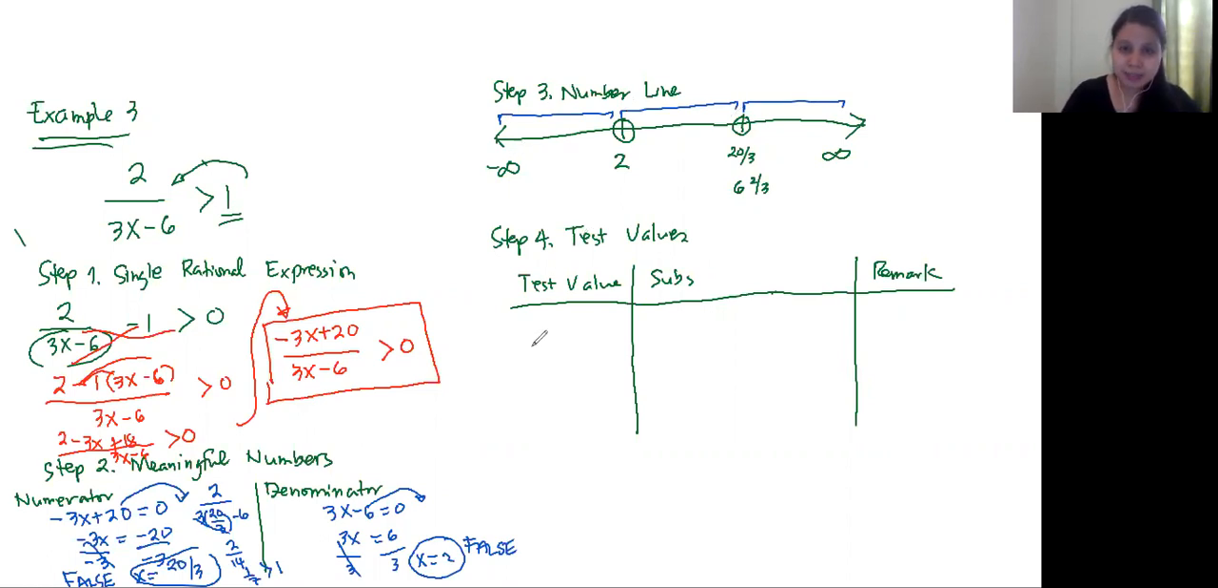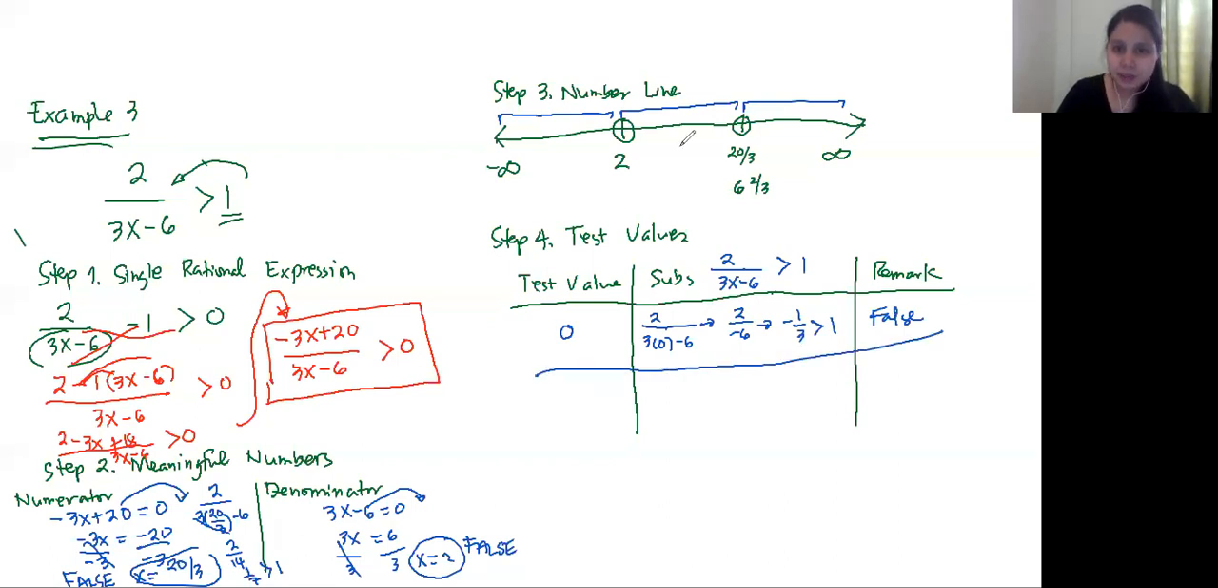So we write our test values. For the first interval, less than 2, you could have 0. Again, substitute it to the original inequality, not to the new one. So for 0, that's 2 over 3 times 0 minus 6. That will be 2 over negative 6. That is negative 1/3 greater than 1. And that is false.